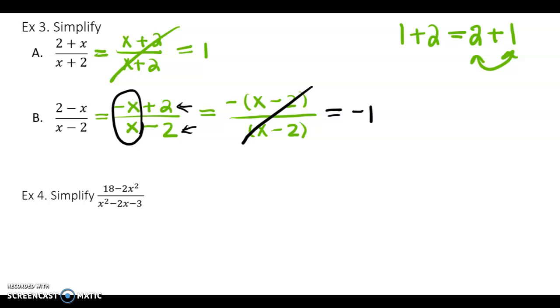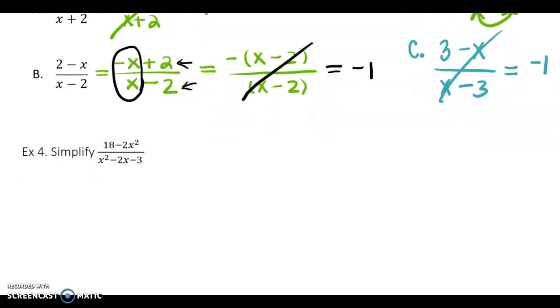So you could always use this rule. So I'll give you another example. Let's say C. Let's say we have 3 minus x, and then on the bottom I have x minus 3. So again, negative x on the top, positive x on the bottom, positive 3 on the top, negative 3 on the bottom. Automatically, that's going to be negative 1.